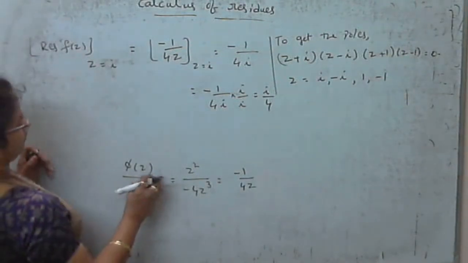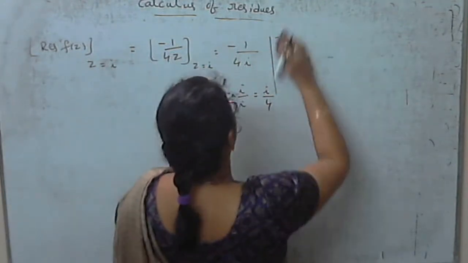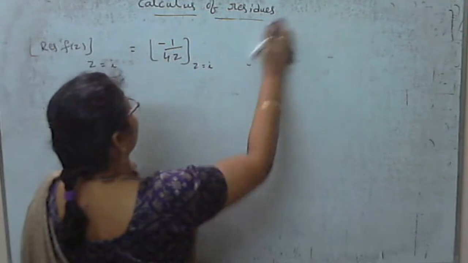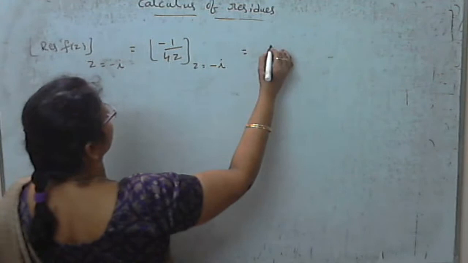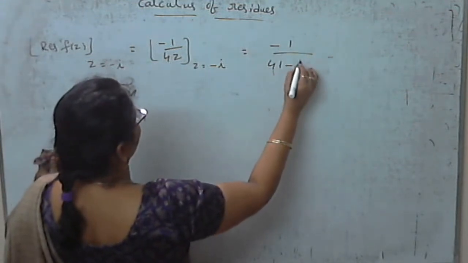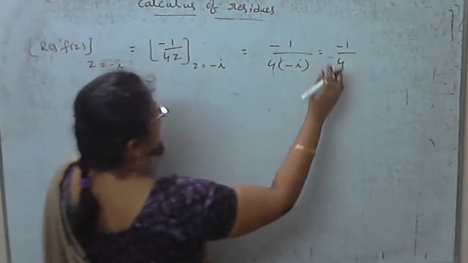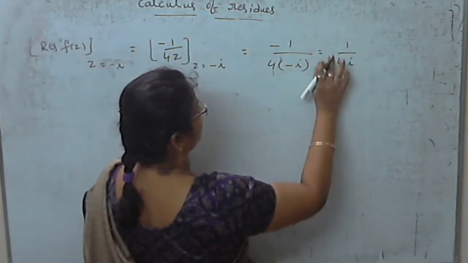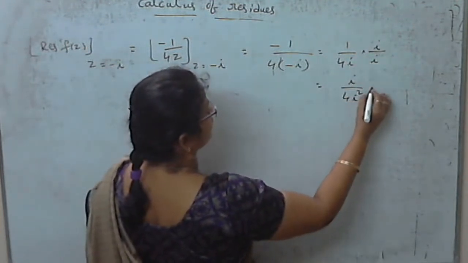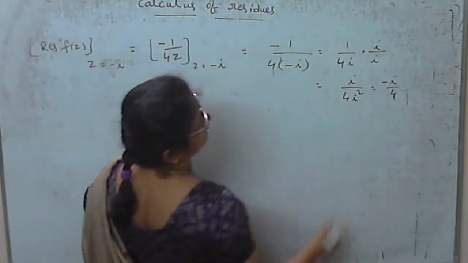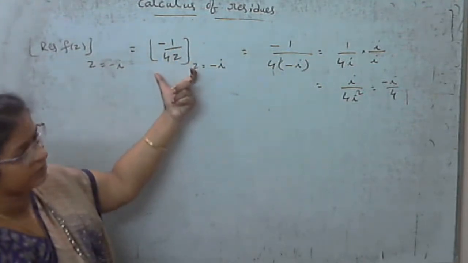Next, let us take another pole. z equal to minus i. So z equal to minus i: minus 1 by 4 into minus i. So minus 1 by 4, minus minus cancels out, 4i. By rationalizing, i by i, 4i square. So minus i by 4. So this is a simple method. There is no differentiation. Directly you can take minus 1 by 4z for each pole.